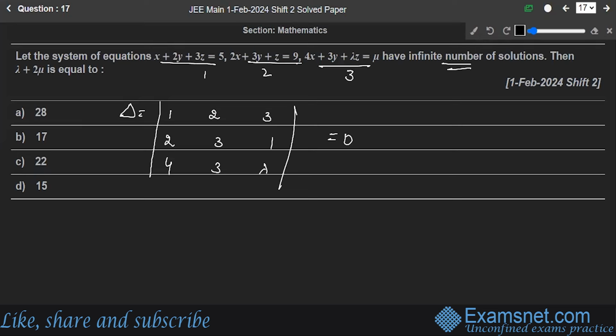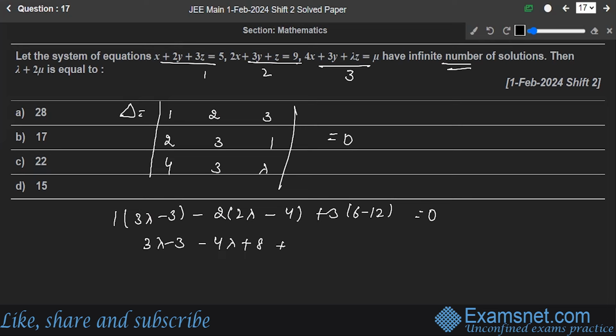Let's find out the determinant. This will be given by 1 into 3 lambda minus 3, minus 2 into 2 lambda minus 4, plus 3 into 6 minus 12. This is equal to 0. Or 3 lambda minus 3 minus 4 lambda plus 8, plus, this will give me minus 6, so this will be minus 18. This is equal to 0. You have minus lambda minus 13 is equal to 0, or lambda is equal to minus 13. All right, I got the value for lambda.